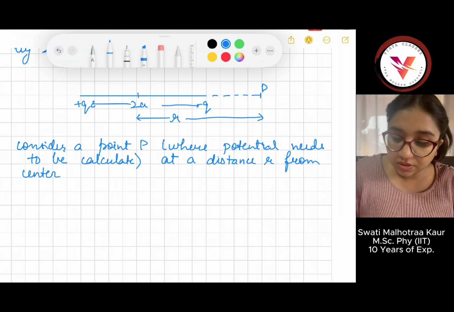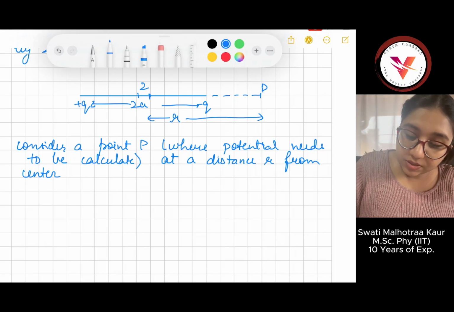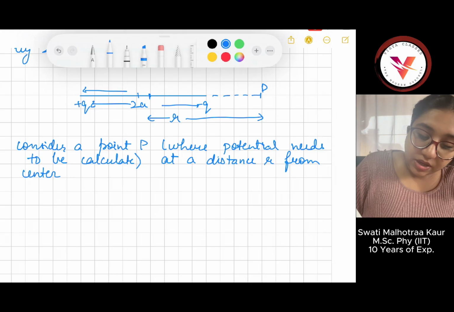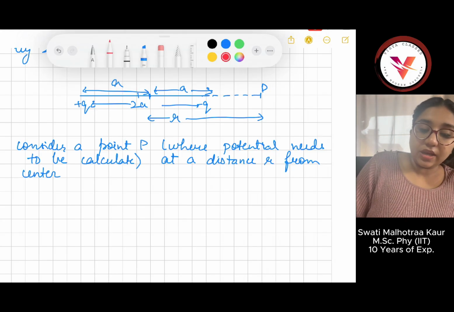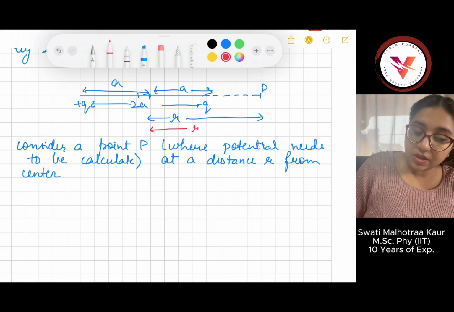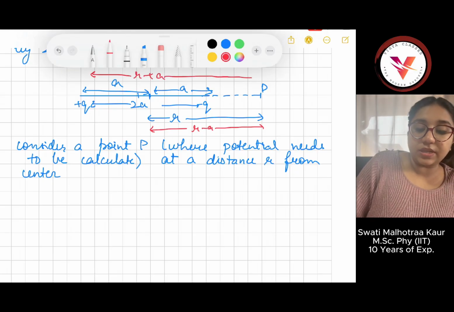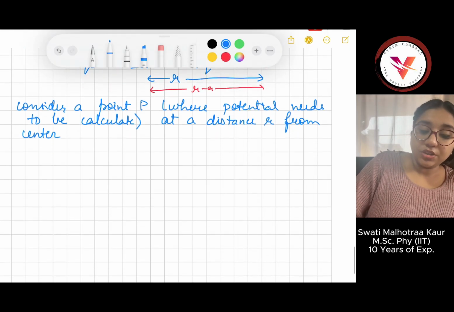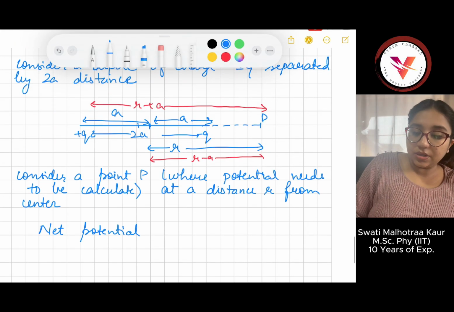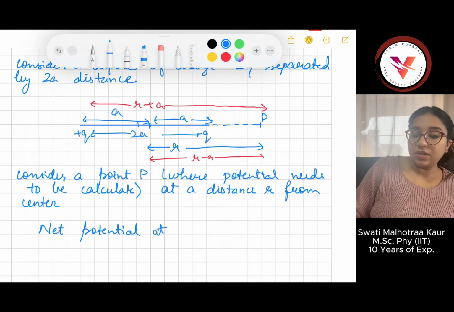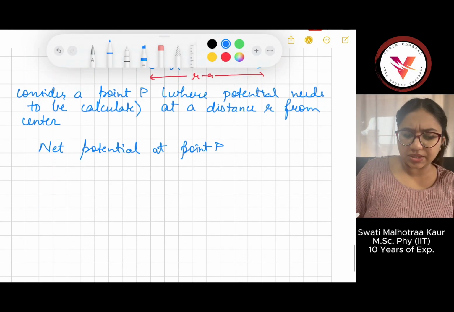Okay, now its length is 2a. So for the half, this length would be a, this length would be a, and from here to here it is r minus a, and from here it is r plus a as per the geometry. So the net potential at point P is basically the simple scalar plus minus.